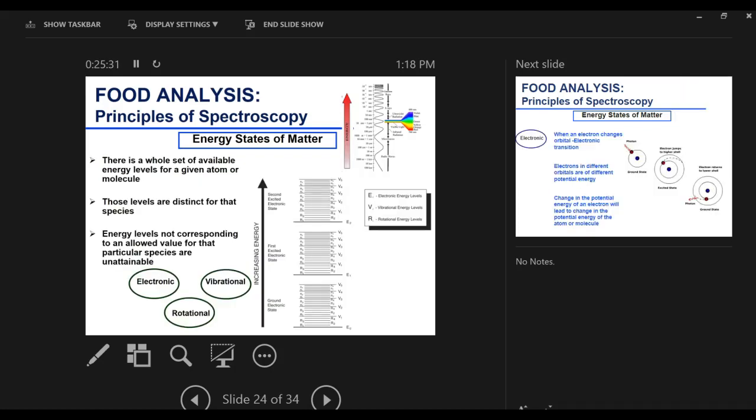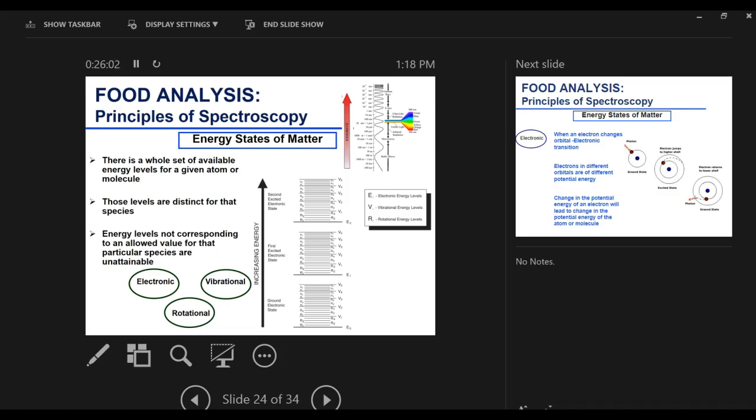So you have the ground state, you have an excited state, first level, second level. These are the allowable energy levels within a molecule or an atom. And these are different between different molecules and different atoms. That's why you have different spectra, or a unique fingerprint for atoms and molecules that absorb light. So these levels are unique for each compound, each molecule, or each atom.